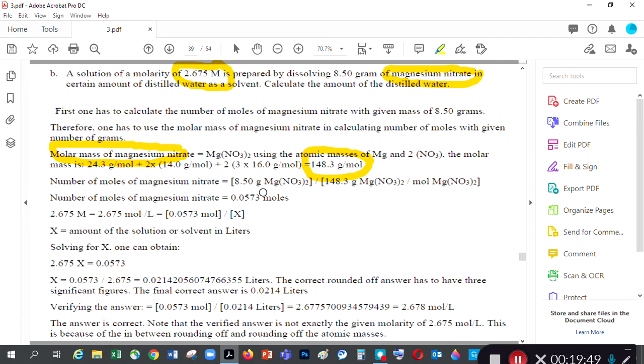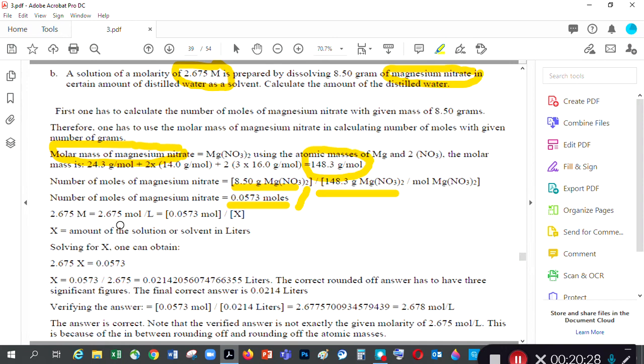It will be the number of grams divided by molar mass. This is the mass of the solute, you divide it by the molar mass, you get the number of moles. So now you have the moles. If you have 8.50 grams, that is equal to 0.0573 moles. But the desired molarity is 2.675 mole per liter.